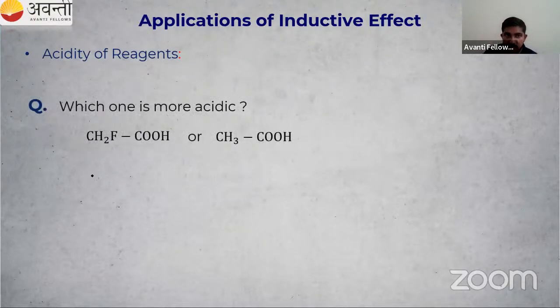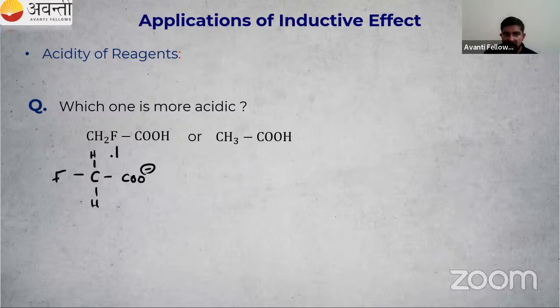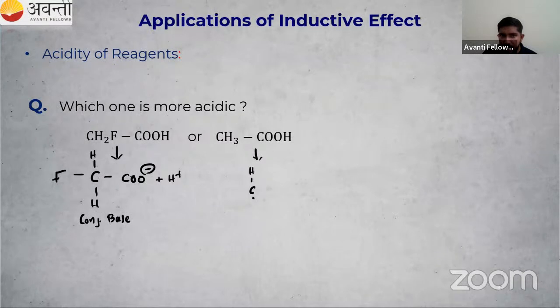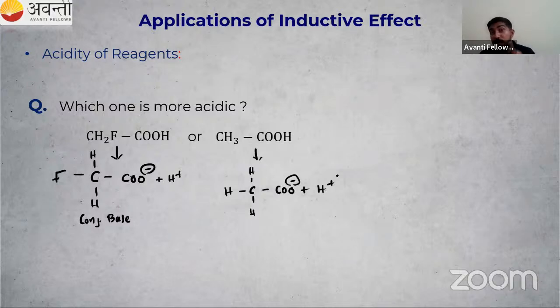So we have this acid. I'm writing the acid: carbon, hydrogen, hydrogen. Here we have a fluorine, then COO minus, right? So it is dissociated from this one and H plus. This is our conjugate base. What about this acid? We have CH, then one more H. Then it dissociates to form the conjugate base plus H plus. So we can check the stability of our conjugate base. If the stability of the conjugate base is more, then the acid is strong, right? So the reactant will be converted into product.